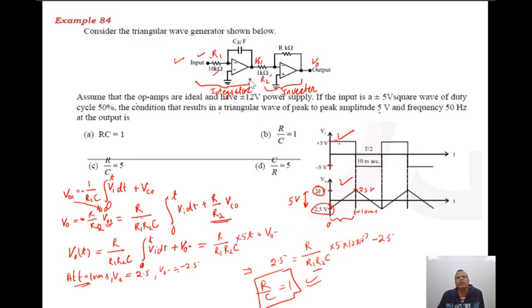And there is one more question on a triangular wave generator, and that is again a converter circuit. You can try it yourself, that is given in the text.